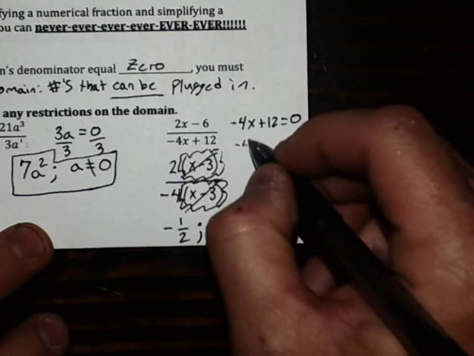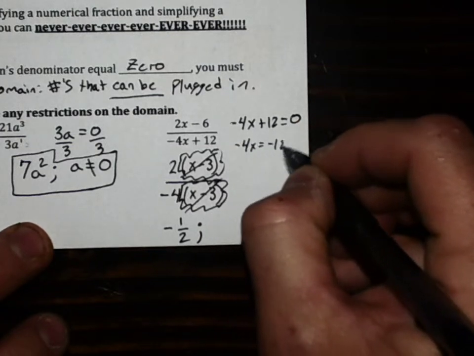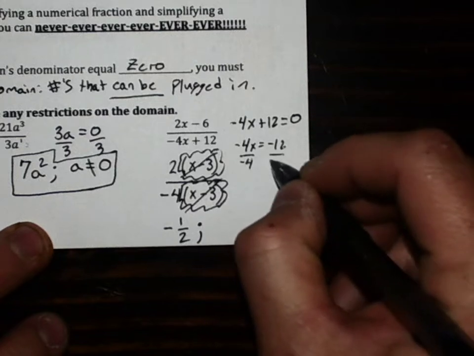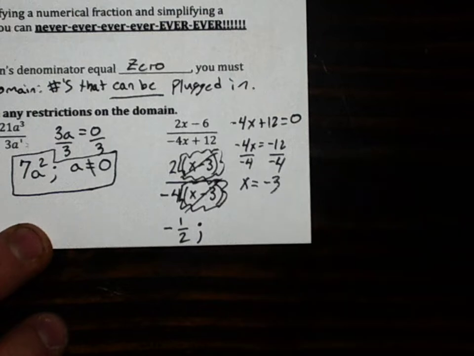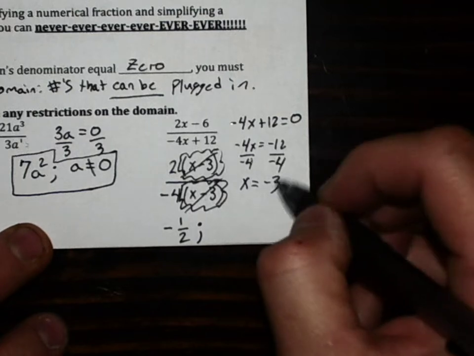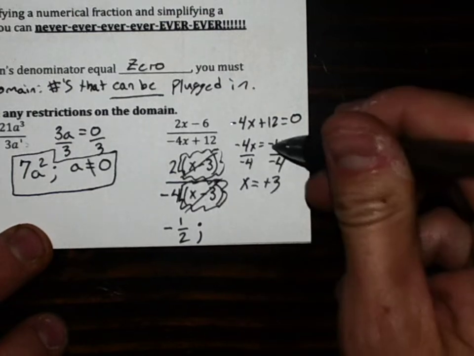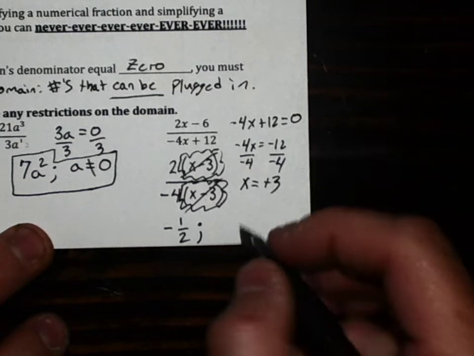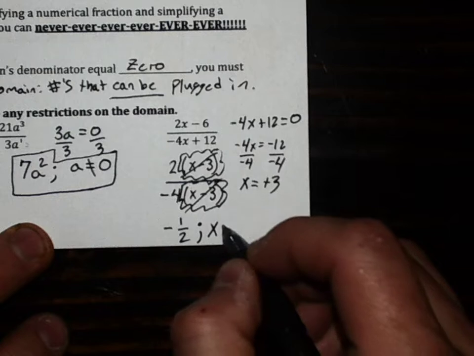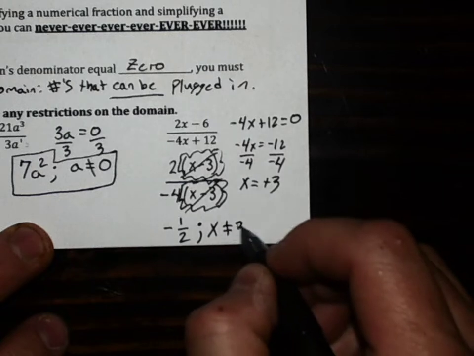Subtract 12. Divide by negative 4. And the answer is x is positive 3. Negative divided by negative is a positive. So what can x not equal? It cannot equal 3.